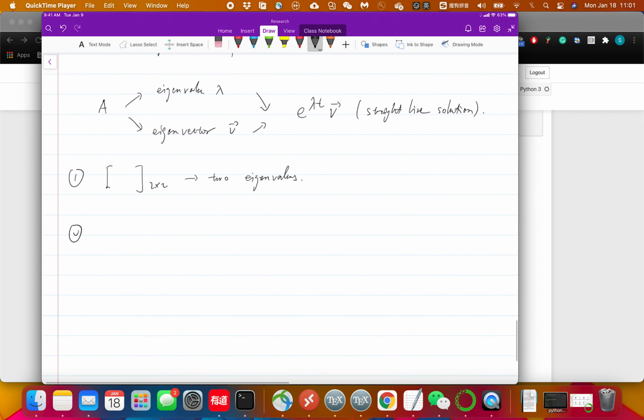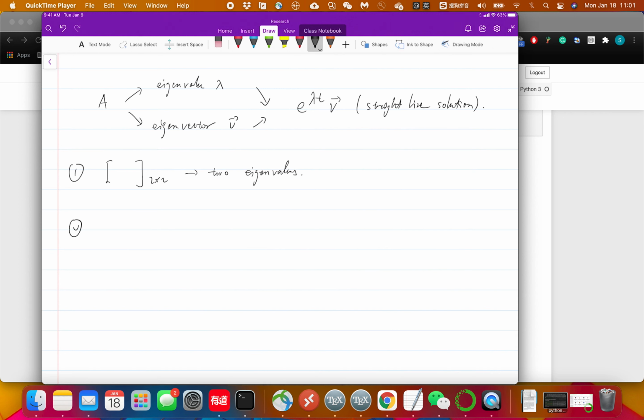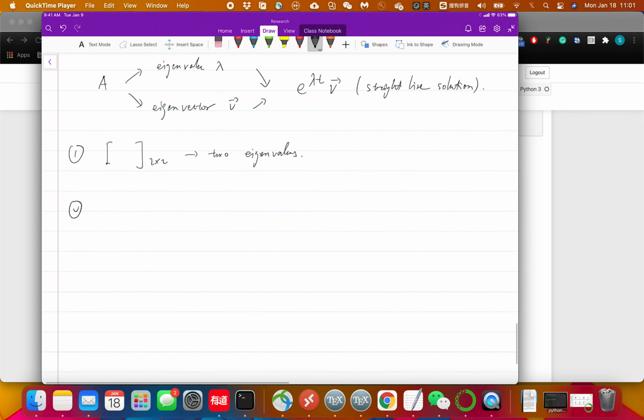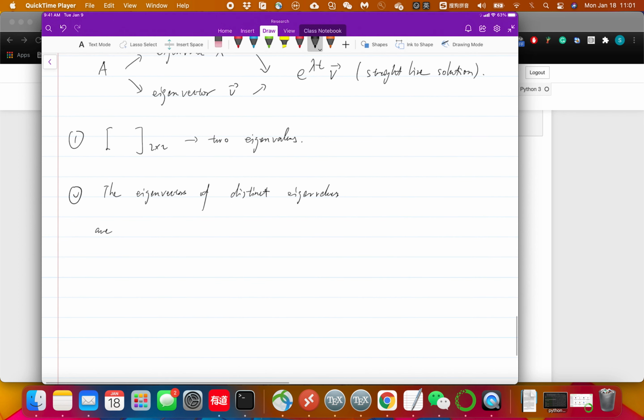Second, are they linearly independent? This we need to actually quote another theorem we had in linear algebra. I don't want to spend time to prove it, but I try to recall it. That is, the eigenvectors of distinct eigenvalues are linearly independent. The proof is very easy. So you can go back and check it online, or just go to linear algebra notes and try to see why this is true.